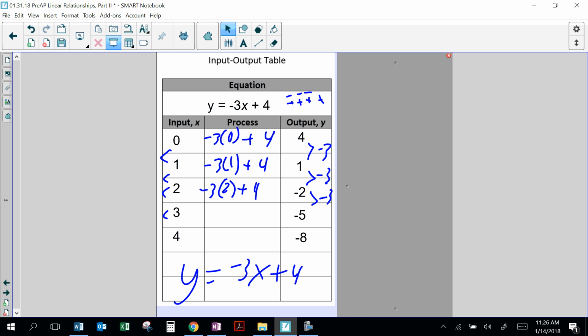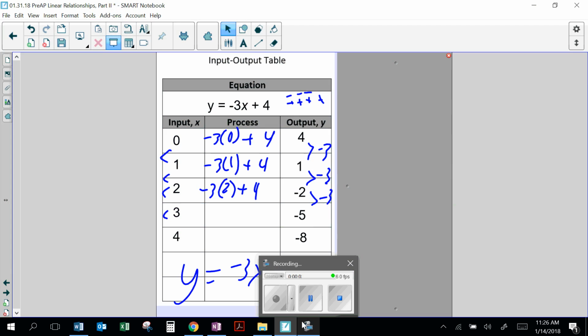So can you create an equation from a table?